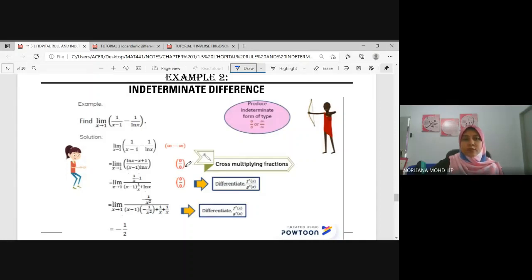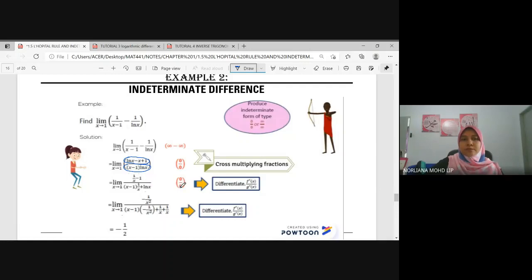Then we can apply the L'Hopital rules. So we have to differentiate f(x). Differentiating, we get this answer: 1 over x minus 1. And then we differentiate g(x), the denominator. So we get this answer: x minus 1 times 1 over x plus ln x. We use the product rule. Okay, we substitute x equal to 1. We also get the answer 0 over 0.